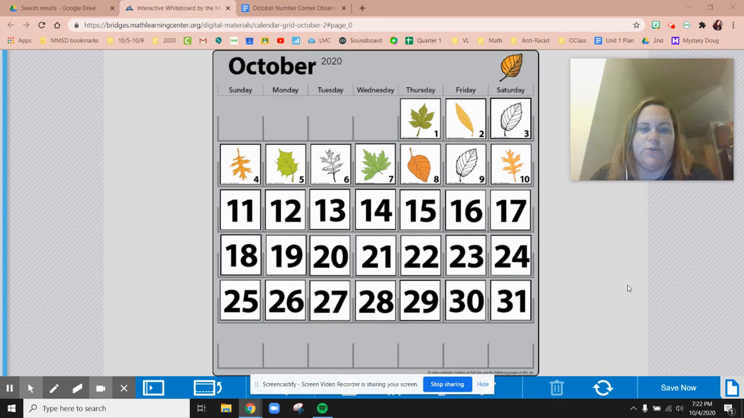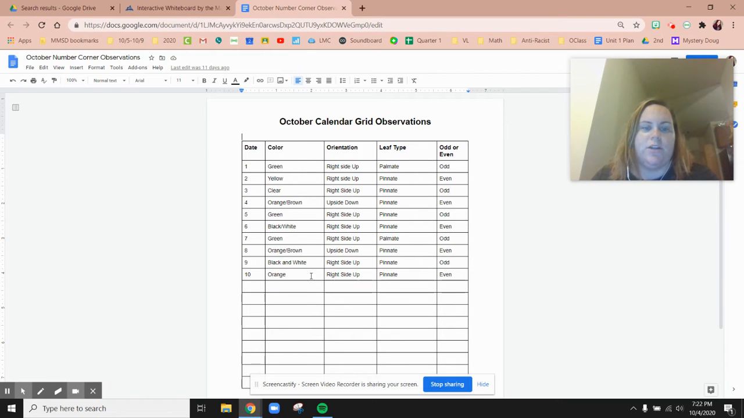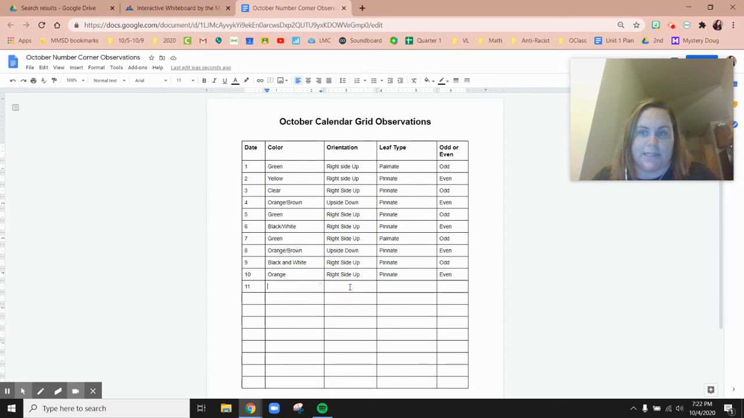So, we are going to look at October 11th and write our observations for this leaf. I'm going to remember that we are going to look at the date, which is the 11th, what color it is, then the orientation, is it right side up or upside down? Then we're going to talk about the leaf type. Is the number odd or even?